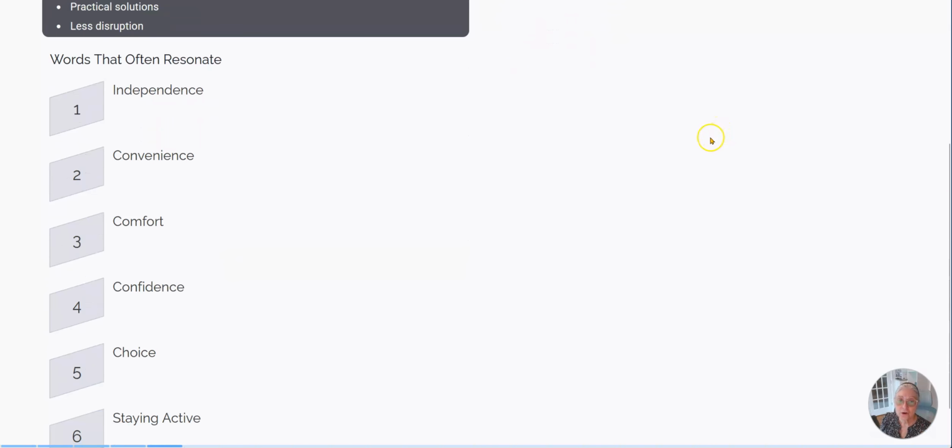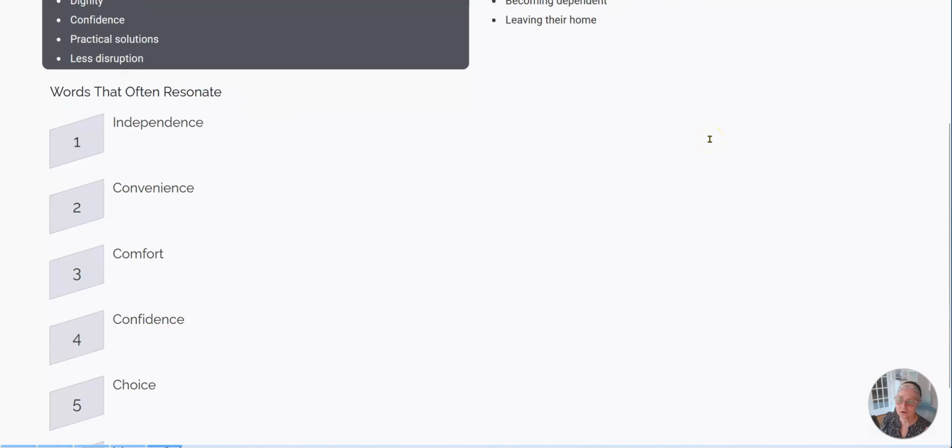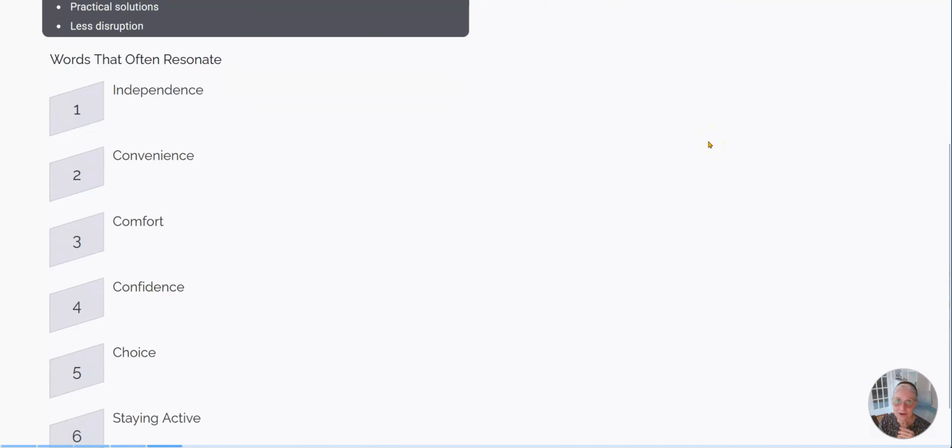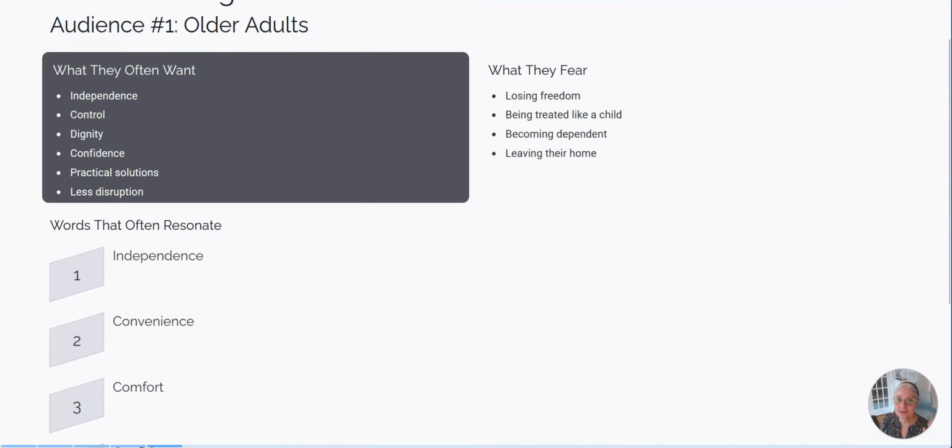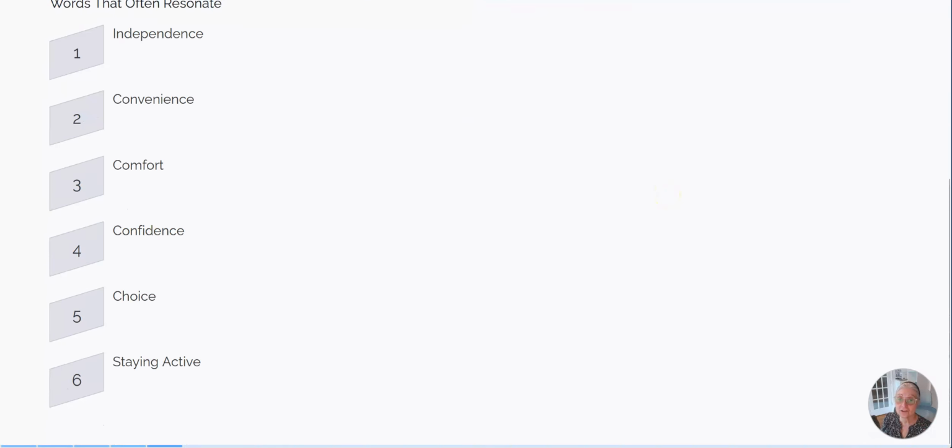Okay, so the words that often resonate, which are words that you can use, and of course, check out the thesaurus and look for related words, are basically independence, convenience, comfort, confidence, choice, staying active. Those are the kind of words that you want to use when you're addressing older adults.